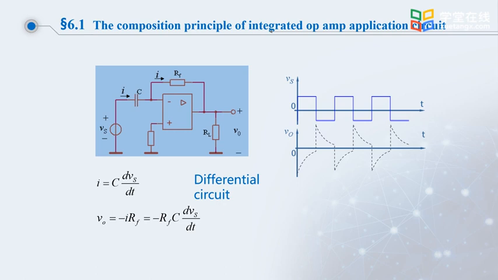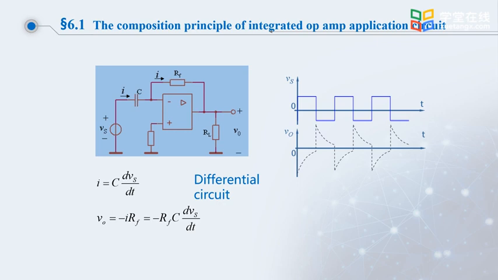Here we take a look. It also satisfies the prerequisites of virtual short circuit and virtual open circuit. If you consider the inverting input as a virtual open circuit, the current I on the capacitor and the current flowing through RF are approximately equal. What is the current I equal to? Because here the inverting input can be seen as a virtual ground, the current I is equal to C times the differential of Vs with respect to time.